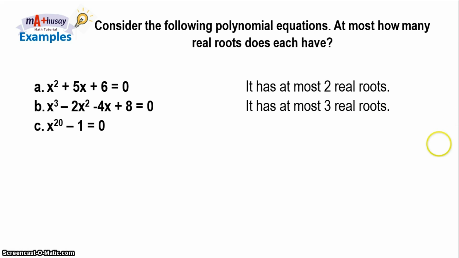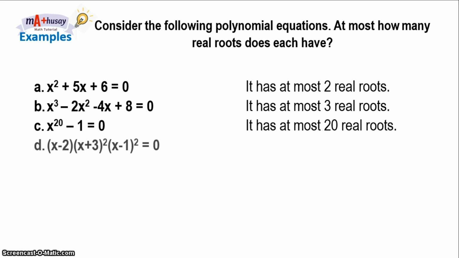Letter C. We have x raised to 20 minus 1 equals 0. Now in this case, the exponent of the leading term is 20. So it means, following the fundamental theorem of algebra, this polynomial equation has at most 20 real roots.